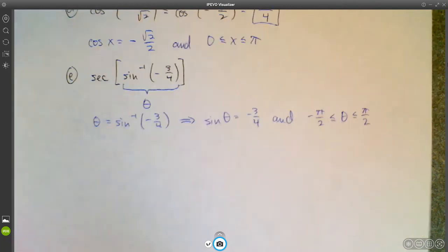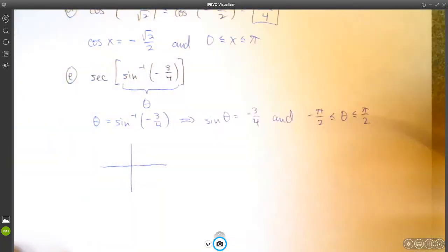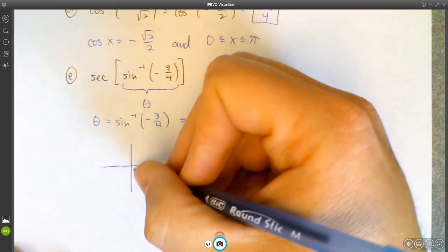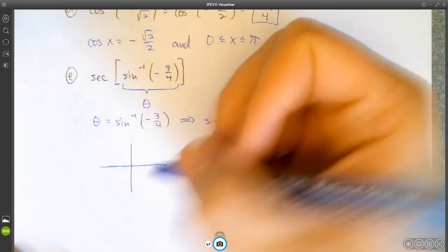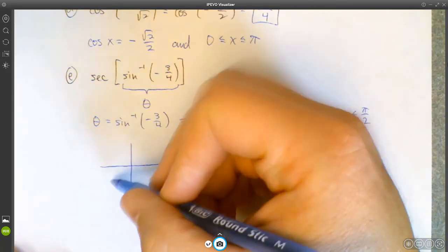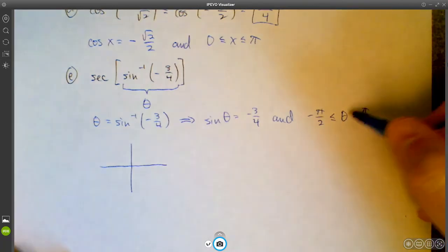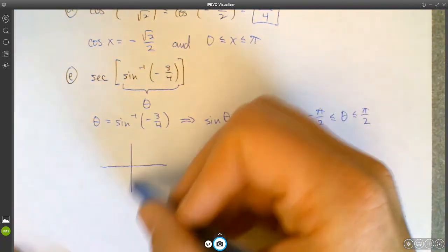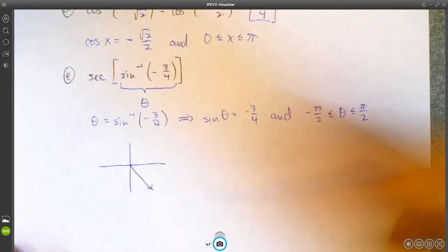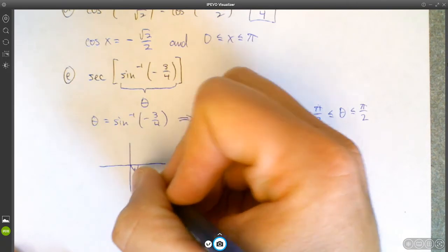Okay, so we can draw a picture of this. Pictures are really useful on these particular problems. Okay, sine theta is negative, right? That means that theta must be in quadrant 4. Remember, all students take calculus or whatever. Sine is positive in quadrants 1 and 2. That means it's negative in quadrants 3 and 4. But since theta has to be between negative pi over 2 and pi over 2, that means theta must be in quadrant 4. And it's not this positive angle, it's this negative angle right here. Right? That's theta.